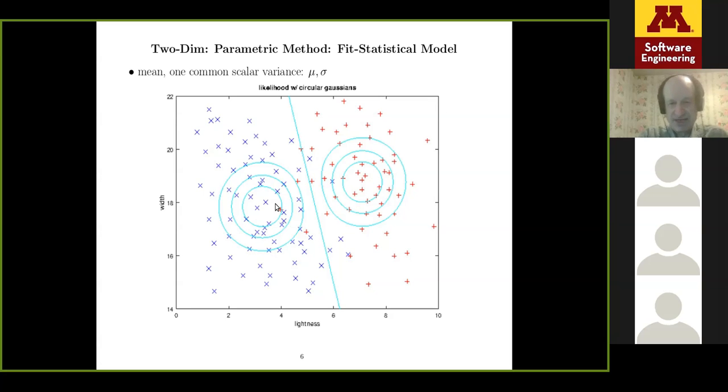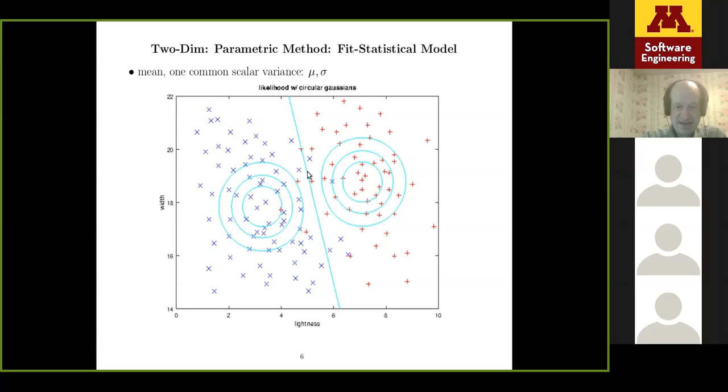There are various ways of recording the variance. In this particular picture, we assume that the variance is isotropic in all directions. And so we can record one common number that applies to both fishes at once. So there's only one number. This sigma is just a single number that applies to both classes at once. And then the separator is a straight line, which is this straight line here. Everything to the left would be classed as salmon. Everything to the right would be classed as sea bass.